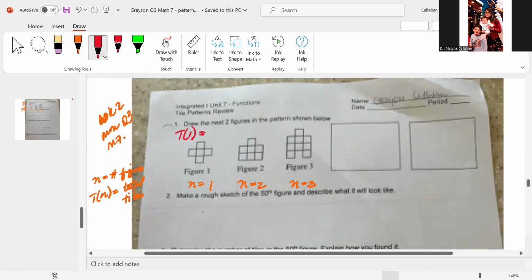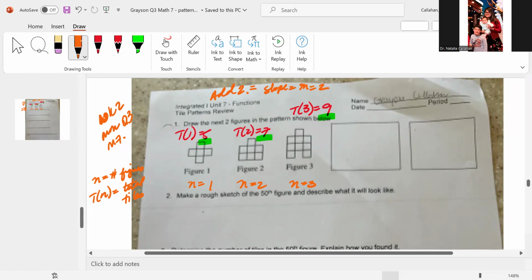5. T of 2 is equal to? 7. T of 3 is equal to? 9. Is it consistent? Yeah, it is, right? Because your pattern is you're just adding what? 2. So when you add 2, this is also going to be your slope. Your m is going to be 2.